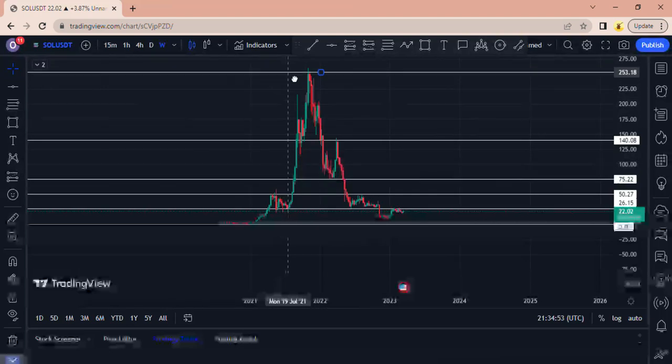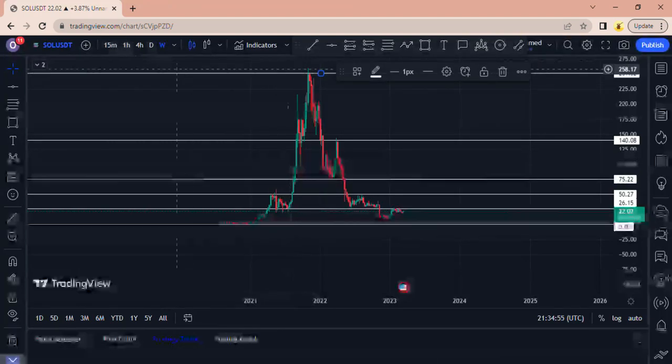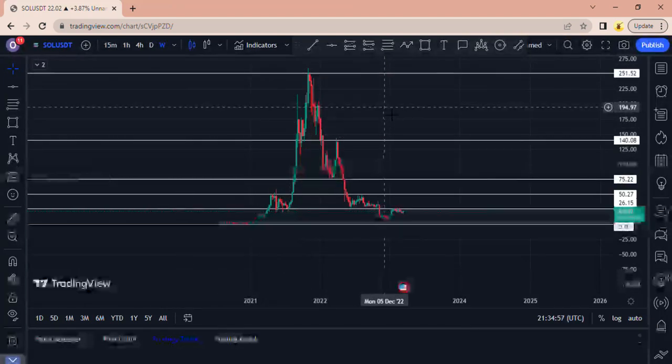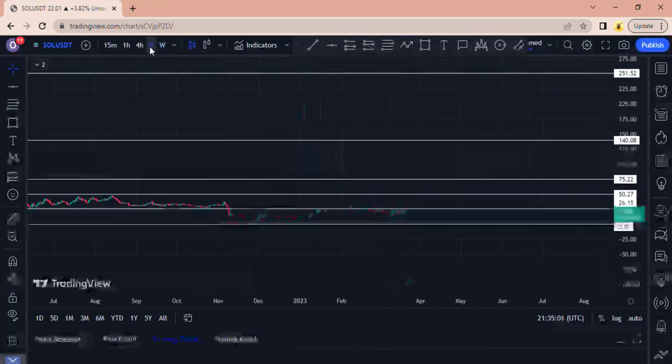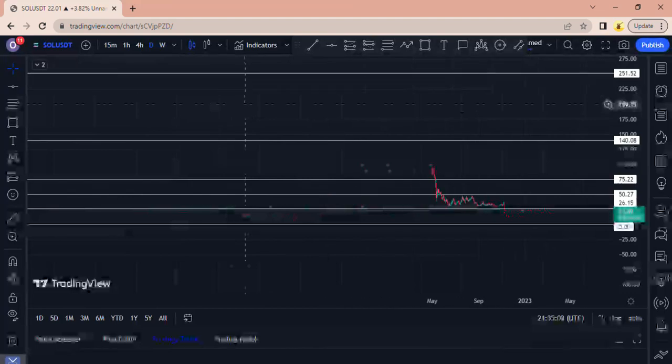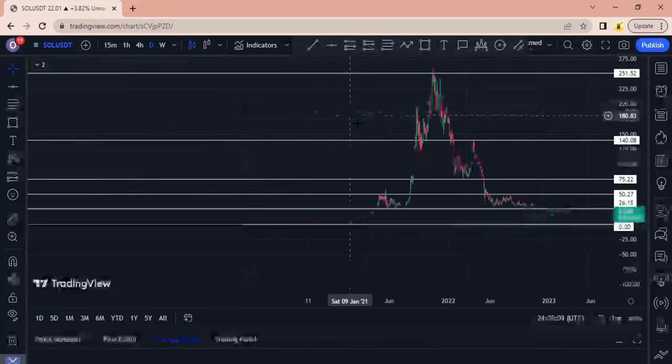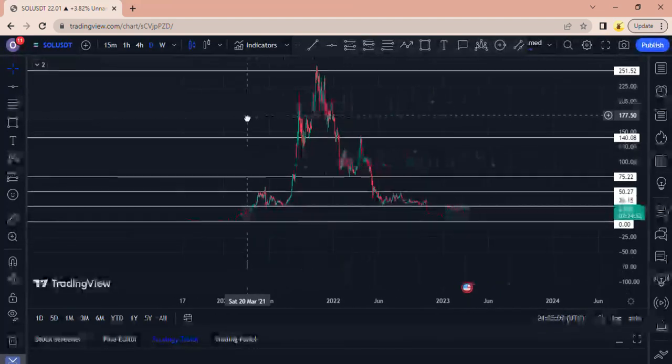So now I will scale down to the daily time frame and then see what price is doing as well. Alright, so now I've come into my daily time frame, and you make sure to squeeze the chart so that you can see what price is actually doing.